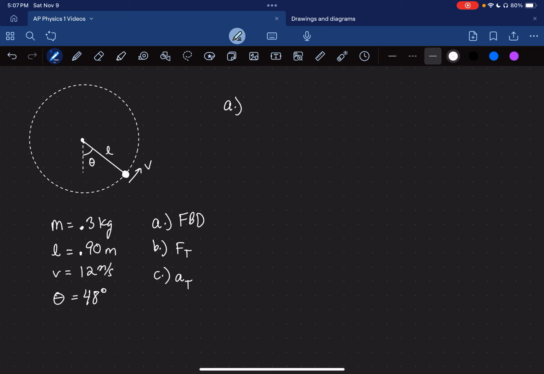First thing we'll do is draw a free body diagram, then determine the tension force in the string, and then figure out the tangential acceleration. So it's important to note that as the ball goes from this position up here, the speed is slowing down as it goes up to the top. So let's draw that free body diagram right here.